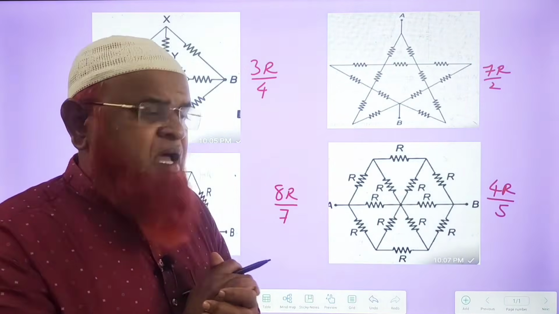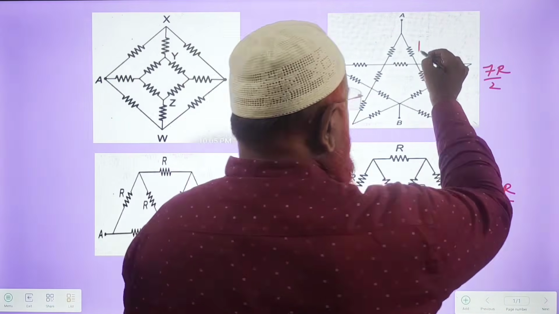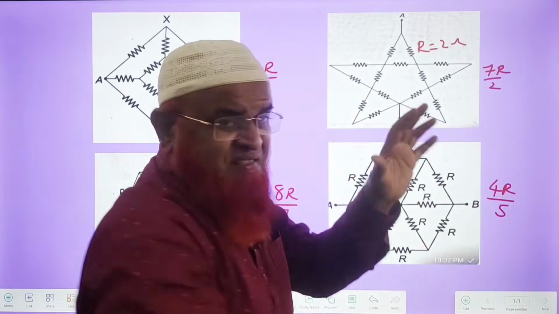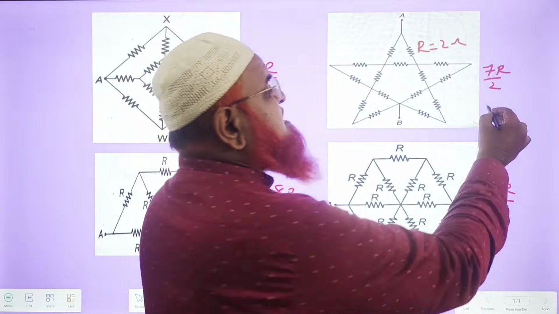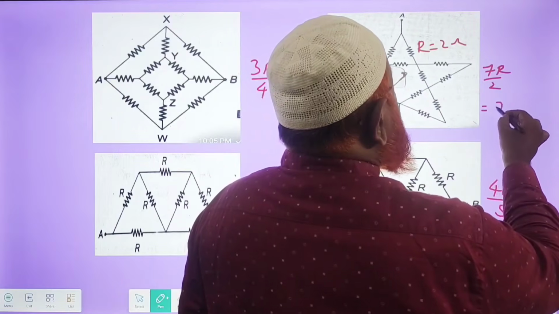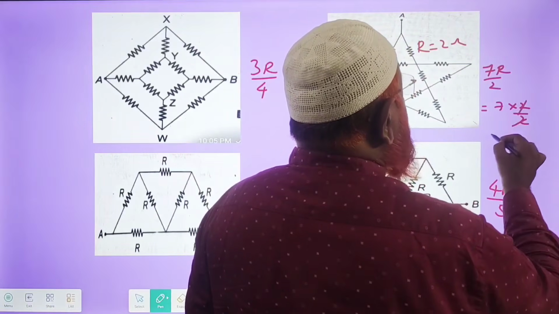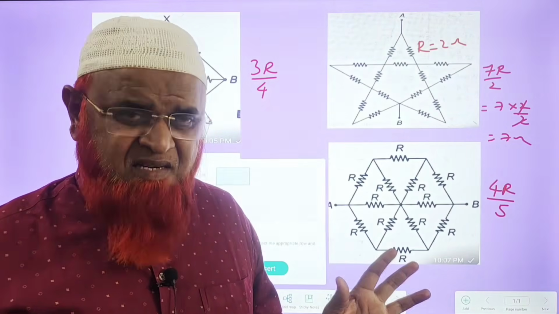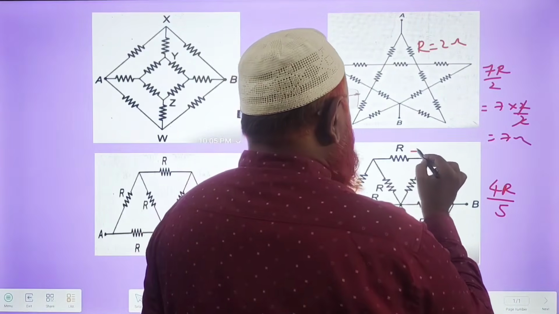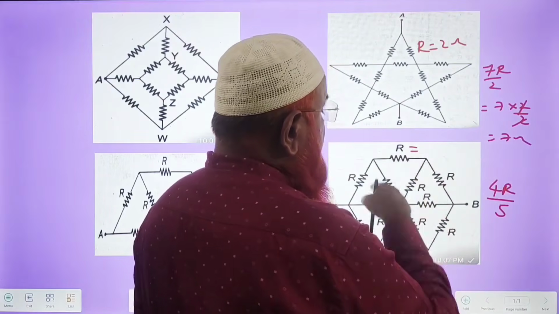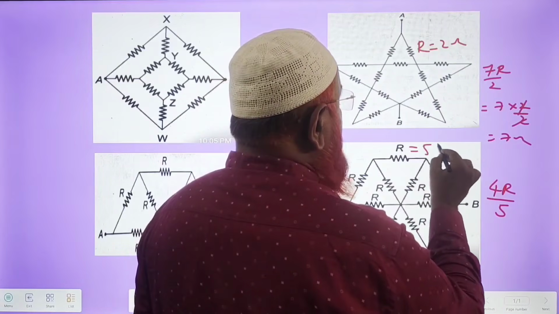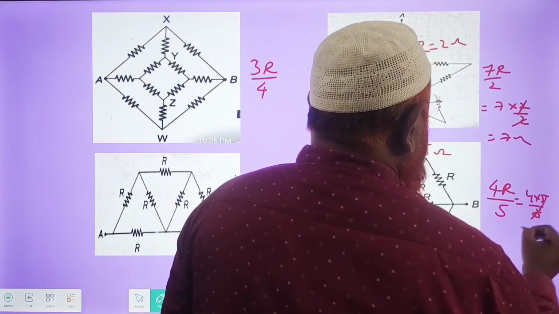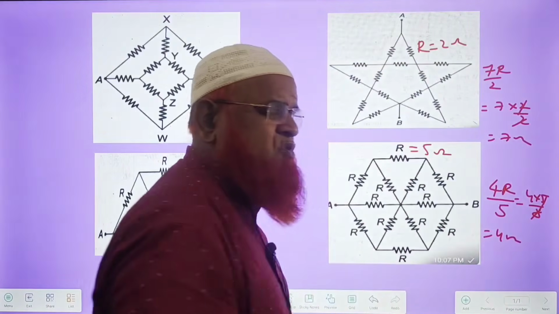The benefit is, for example, if all the resistors in this circuit are taken as 2 ohms, then the simple thing you have to do is 7 into 2 by 2, the 2 gets cancelled, your answer is 7 ohms, it is ready. You can do this in 5 seconds. For example, if each and every resistor in this circuit is 5 ohms, then your answer is 4 into 5 by 5. The answer is going to be 4 ohms. That's it. So simple it is.